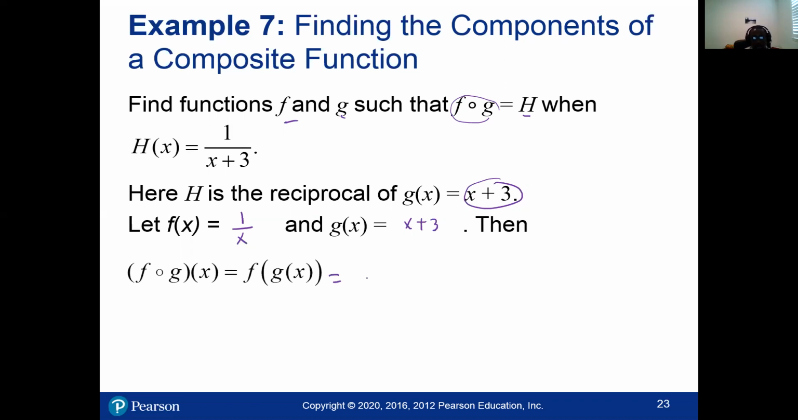If that is the case, then let's find this expression. It is equal to 1 over g of x. And what is g of x? g of x is x plus 3. So this is equal to 1 over x plus 3, which is h, the expression right here.